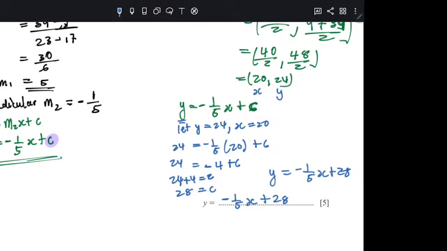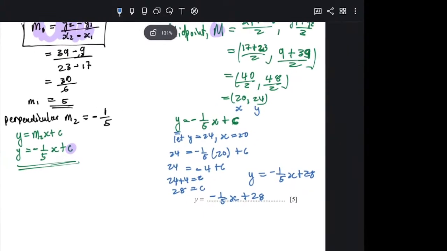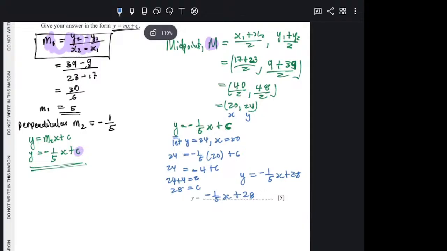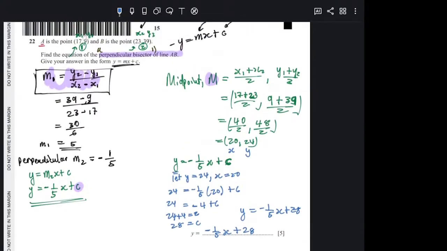Have you seen this word, perpendicular bisector? Have you seen it, students? So we have this. Don't forget. It's so easy. These are the formulas you need to know, the ones I've put in boxes. Please make sure you know them. We're going to use them and you'll be fine.